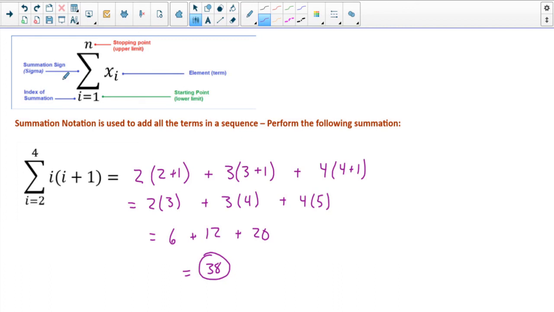Of course, with math, we always try to scare you with these Greek letters or strange symbols. It's really not too crazy. Just remember, this is where you want to start, the lower limit. This is where we want to stop. And what we're adding are these elements or these terms.